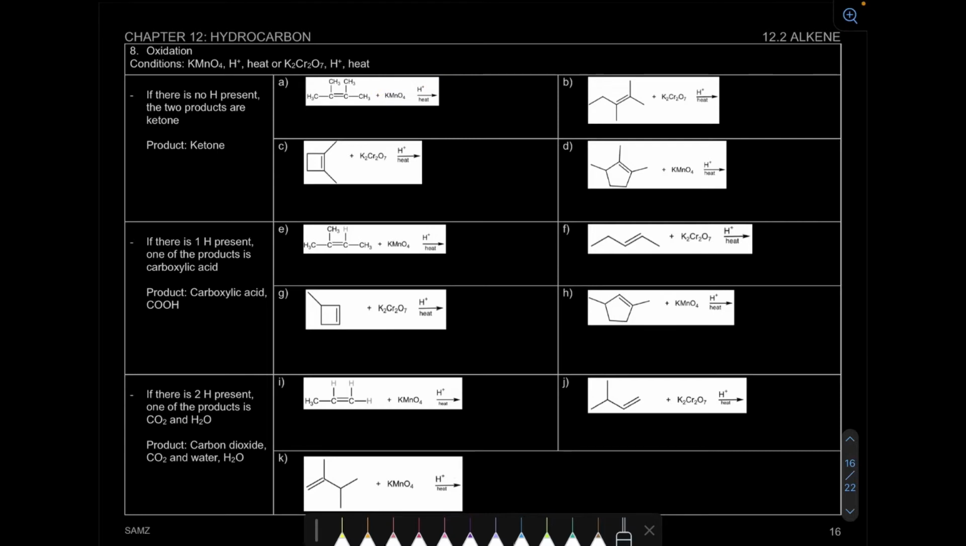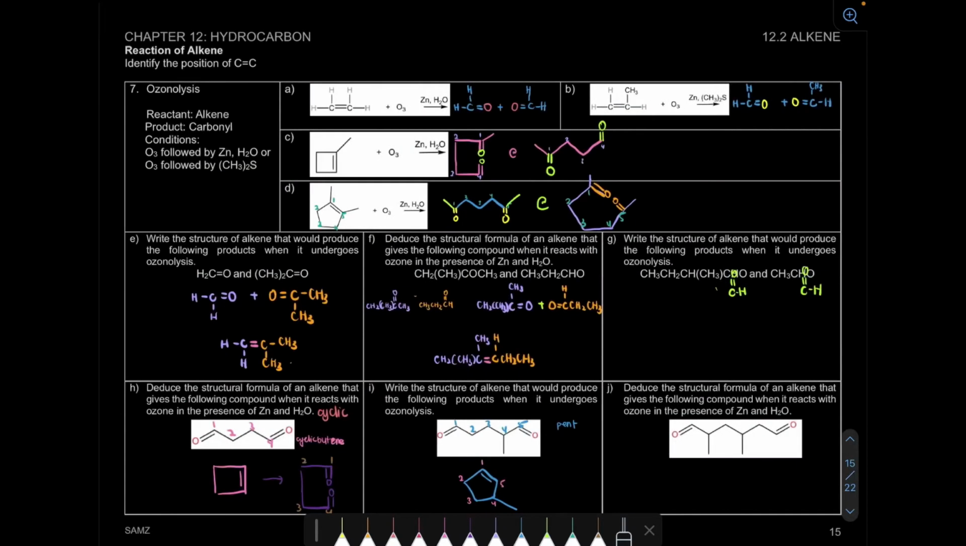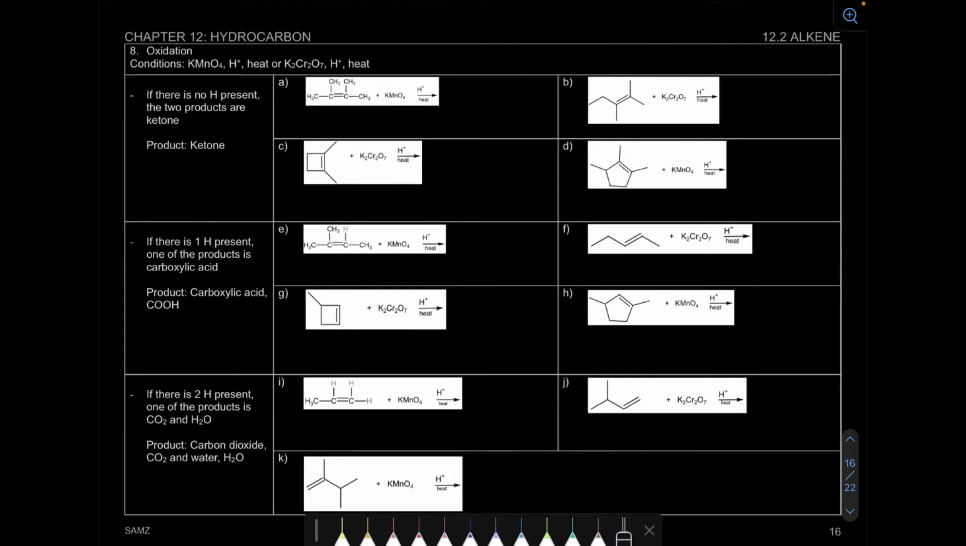But again, for ozonolysis, we just cleave the double bond and add oxygen. But for oxidation, you have to look at the carbon-carbon double bond: whether there is no hydrogen present, one hydrogen present, or two hydrogens present. The products differ. So this one is a bit complicated. We have to look at how many hydrogens are on our carbon, and if there is hydrogen, how many is it. So let's look at the first case.